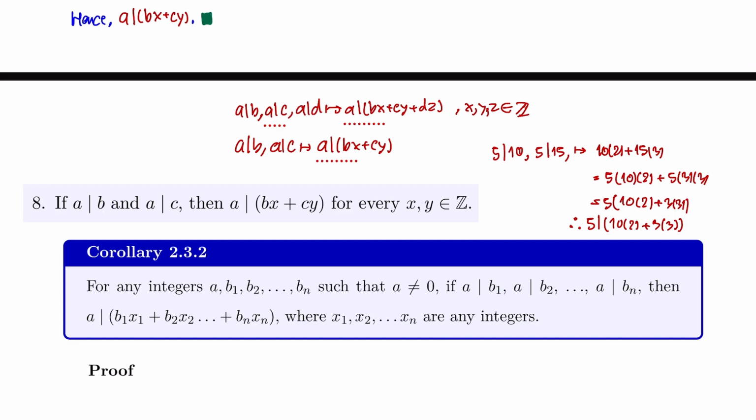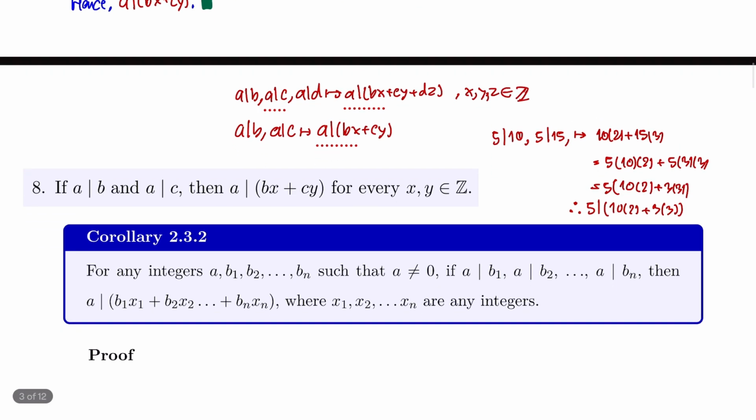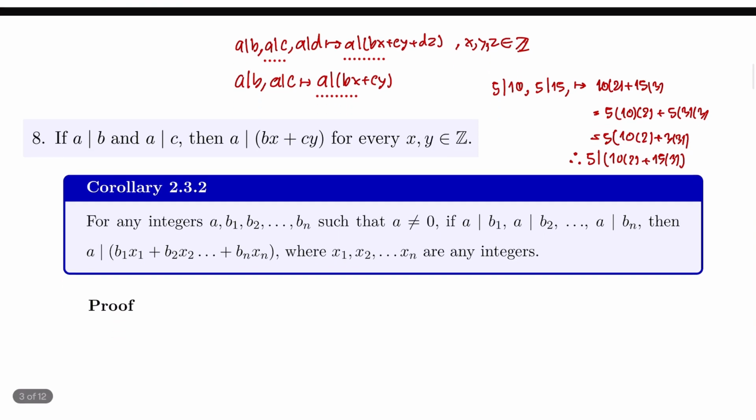Oh, I think I missed something. Did I miss something here? 5 divides 10, 5 divides 15, and we try to write 10 times 2, and oh sorry, this must be 15, not 3. This must be 15 times 3, right? That's what we have. So now take a look at this corollary and we try to prove it.